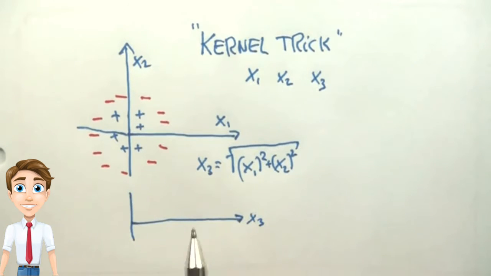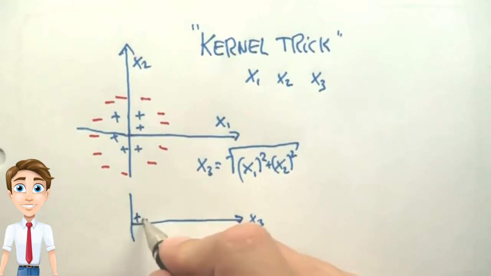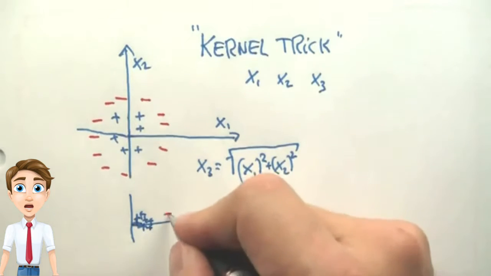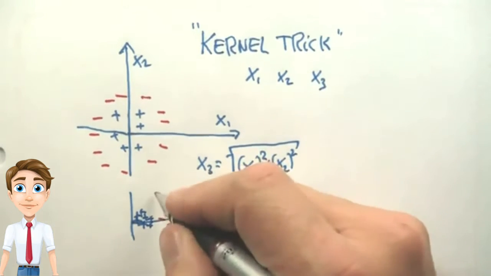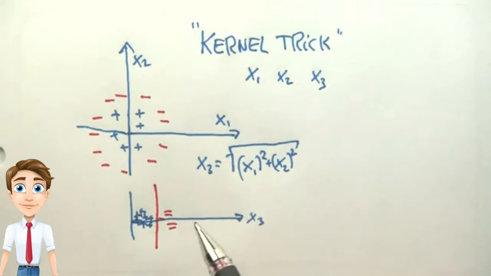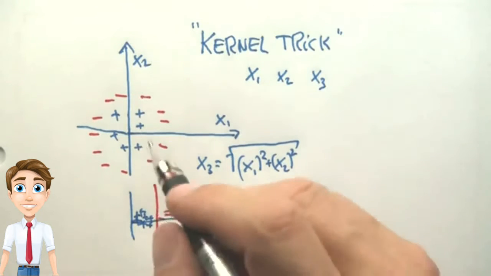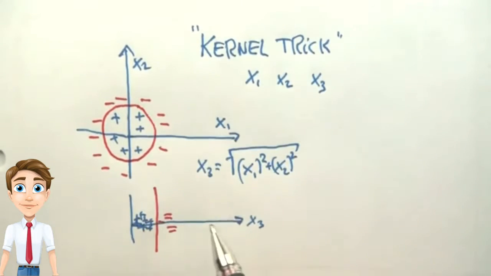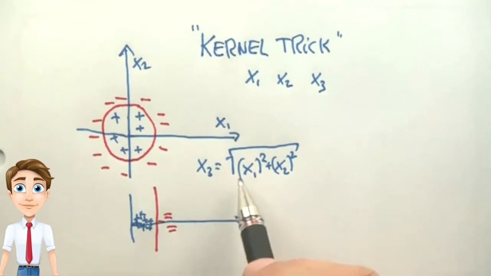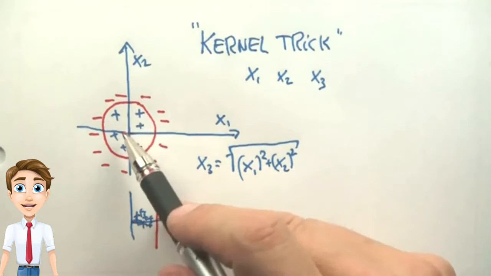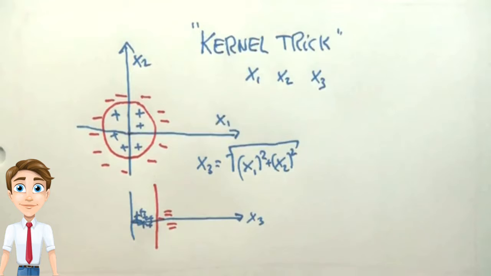Plotted just along the third dimension, all the positive examples end up close to the origin, and all the negative examples are further away. And the line that's orthogonal to the third input feature solves the separation problem. Mapped back into the space over here, it is actually a circle, which is the set of all values of x3 that are equidistant to the center of the origin.